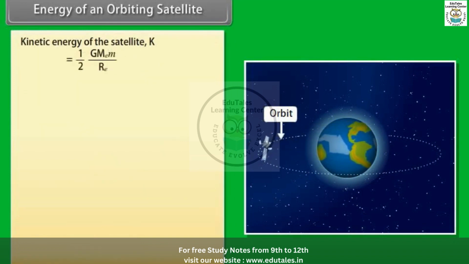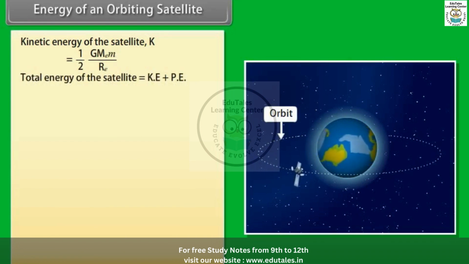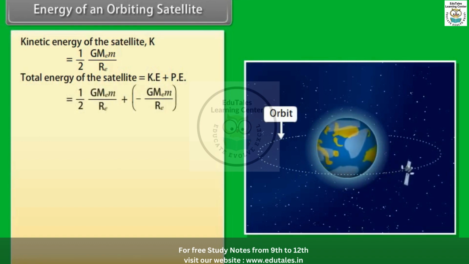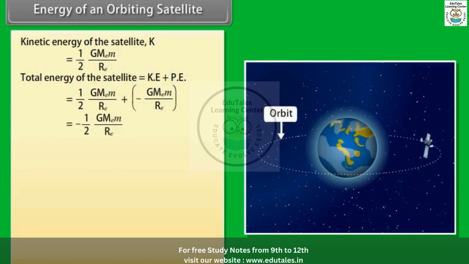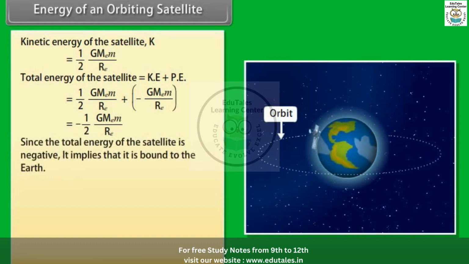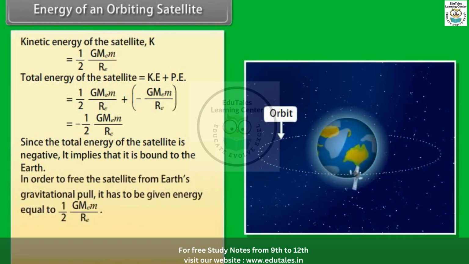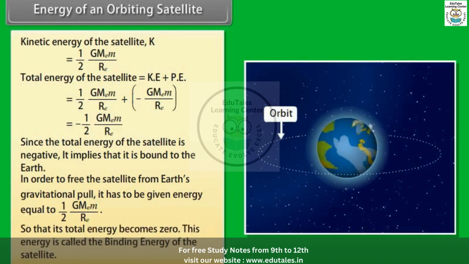Kinetic energy of the satellite K. Total energy of the satellite is equal to kinetic energy plus potential energy. On calculating, we get total energy equal to -1/2 GM_E m/R_E. Since the total energy of the satellite is negative, it implies that it is bound to the Earth. In order to free the satellite from Earth's gravitational pull, it has to be given energy equal to 1/2 GM_E m/R_E, so that its total energy becomes 0. This energy is called the binding energy of the satellite.